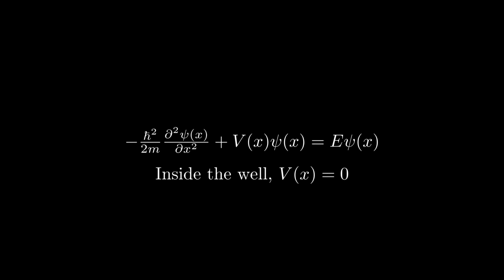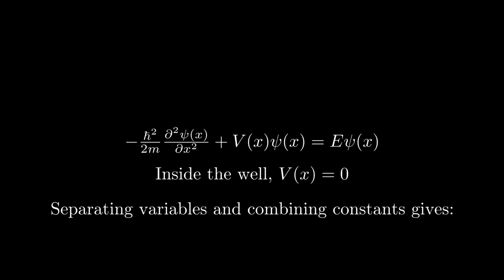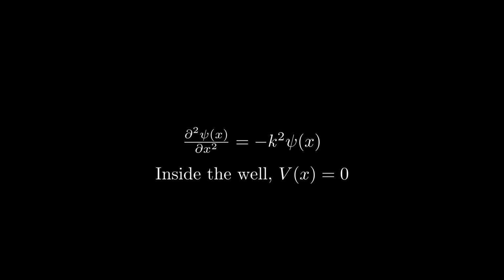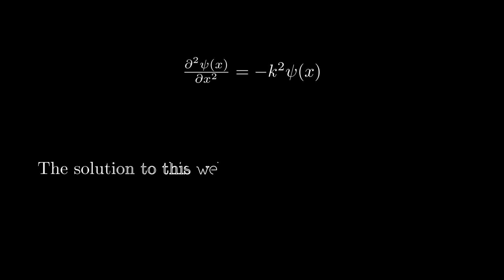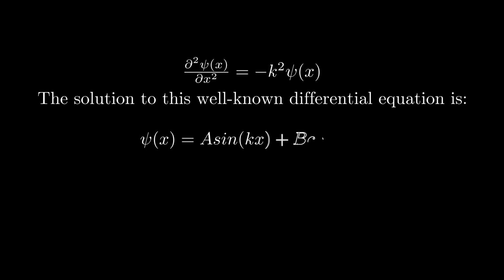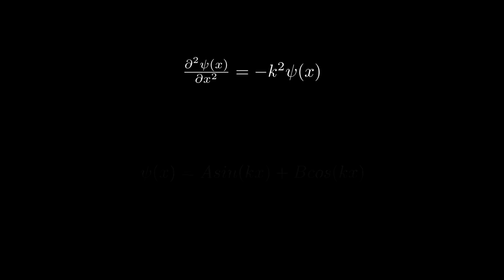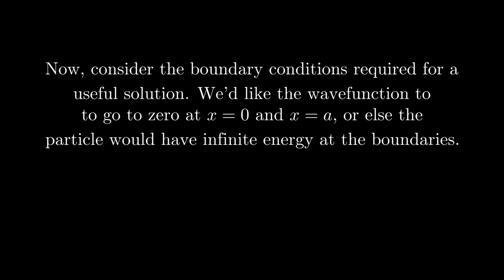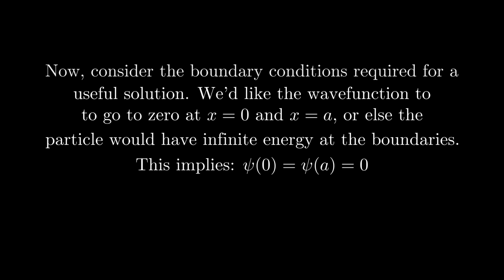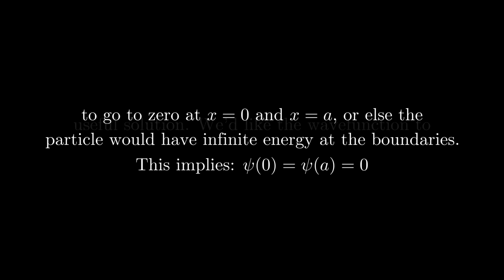We assume the solution is the product of a function of space only and a function of time only. The solution to this well-known differential equation after the separation of variables involves a linear combination of sine and cosine. To find the constants a and b, we must apply the boundary conditions. The first boundary condition requires that the wave function goes to 0 at the edges of the box, at x equals 0 and x equals a.